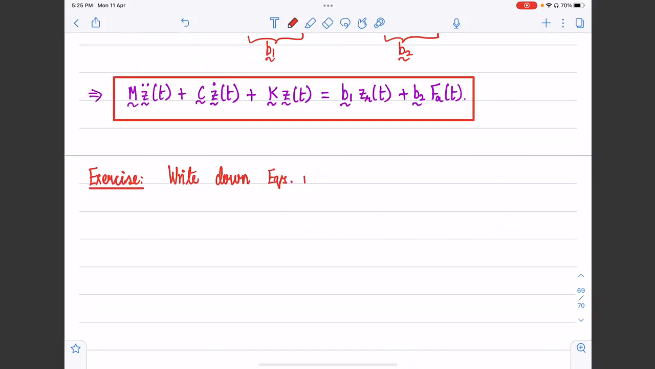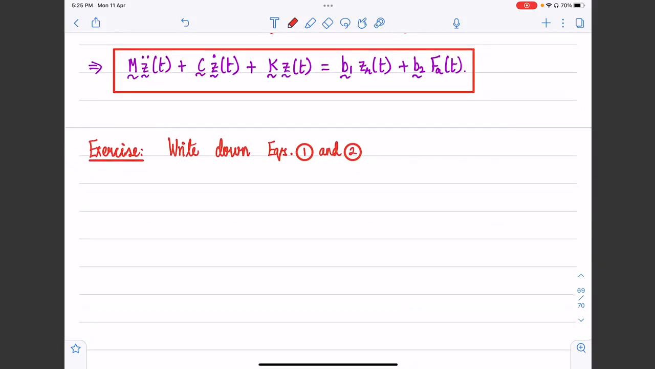I hope that answers your question. So this is an optional exercise just for our learning. This is a good question, so I will preemptively give you this exercise. Write down equations 1 and 2 in the state space representation. You don't need to submit this as homework, just for our own learning. Any other questions?